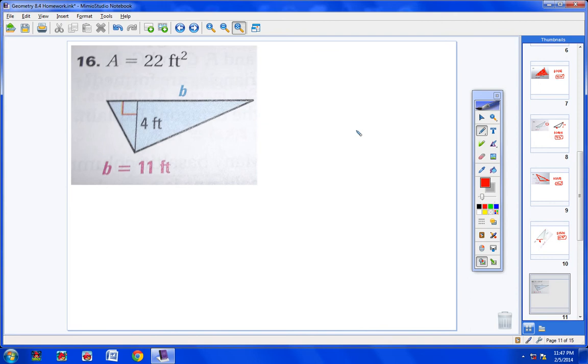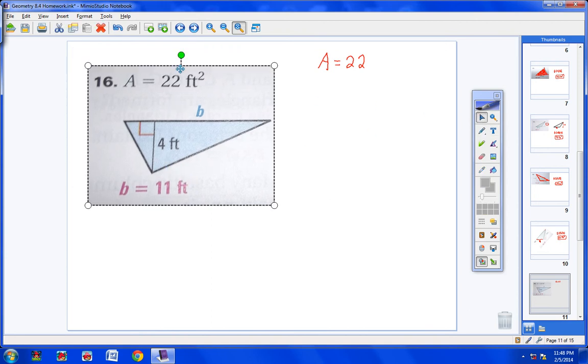Okay, number 16. Now, number 16, actually 16, 17, and 18, they give us the area and they want us to find either the base or the height depending on what we're missing. Now, in this problem here, I'm going to write everything off to the side because in a second I'm going to flip this and it's going to be hard to see everything. So the area is 22 and I've got a 4 right here, okay? And that's going to be the height. We'll see that in just a second.